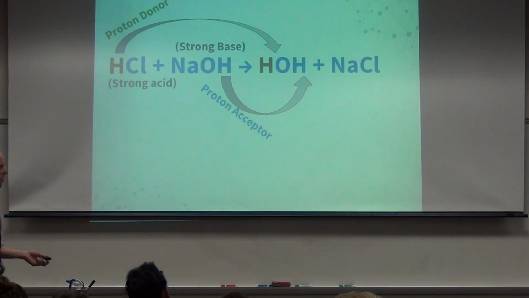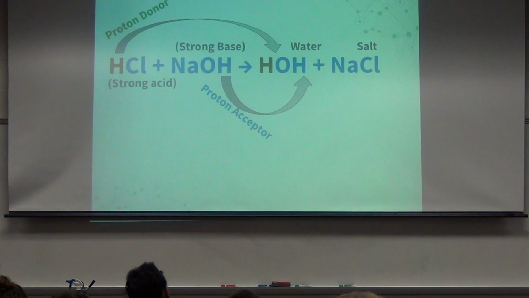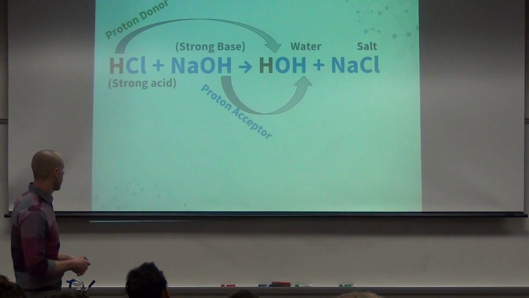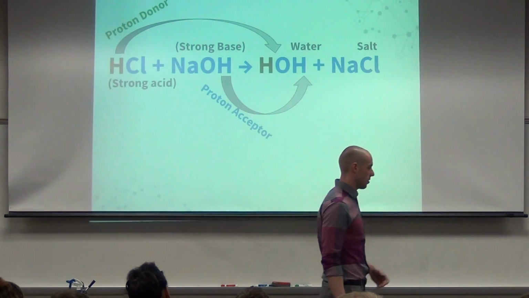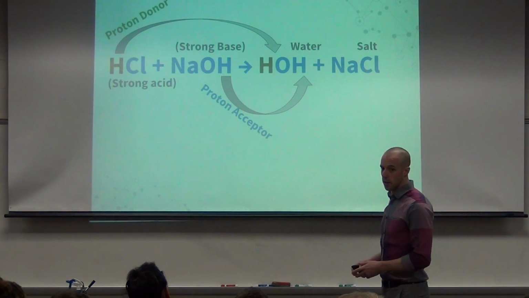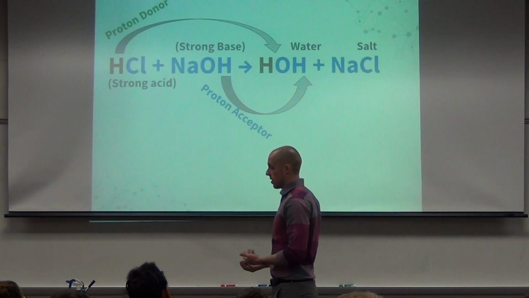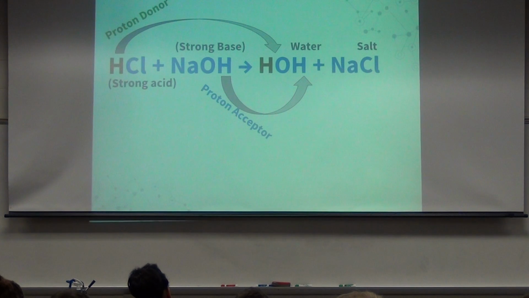The reason it's safe to clean up is because all we've really created here is water and a salt. In this case, it happens to be table salt. But any strong base with a strong acid is going to create a salt. It could be KCl if we use potassium hydroxide, or it could be strontium hydroxide, anything like that. But it's going to create water and a salt. So we can see that it's safe to clean up, and that's why we call it a neutralization reaction.